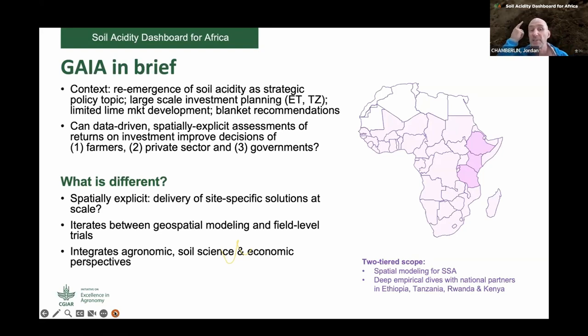Three things. First of all, it's spatially explicit, even in its basic question: how do we deliver site-specific solutions at scale across heterogeneous landscapes? Second, it iterates between geospatial modeling and field-level trials, in ways that hopefully you'll get a taste of. And three, it integrates agronomic, soil science, and economic perspectives from the beginning, rather than the standard way of doing agronomy projects, where you develop a technology, roll it out, and then bring an economist to try to answer the question about why farmers aren't adopting when you think they should. So we're trying to get all those perspectives together from the beginning. Next slide, please.